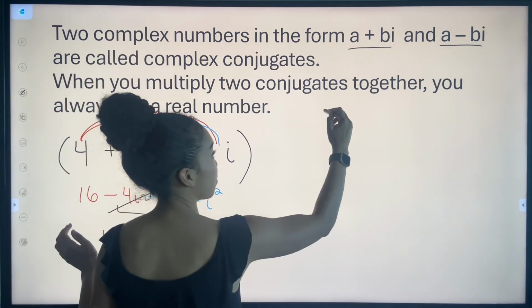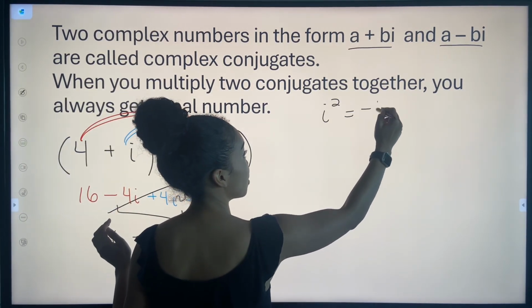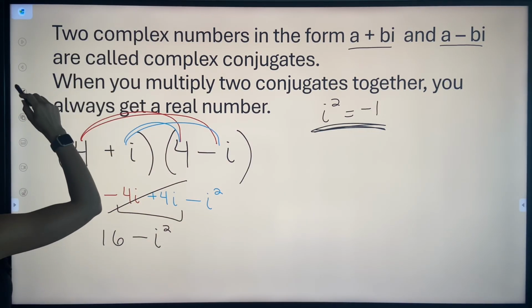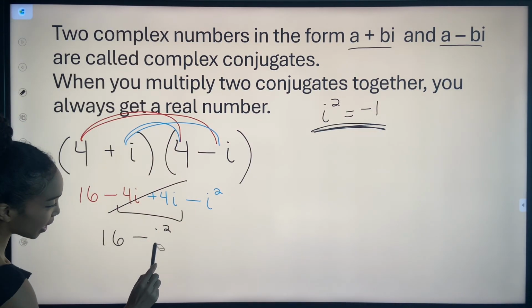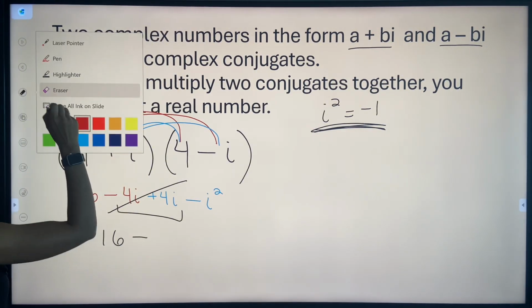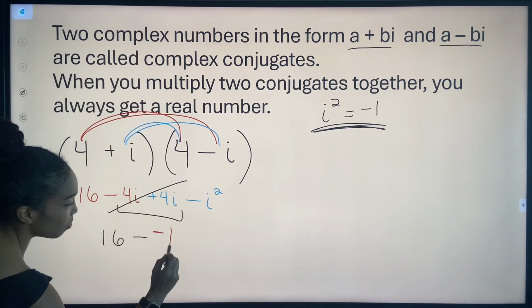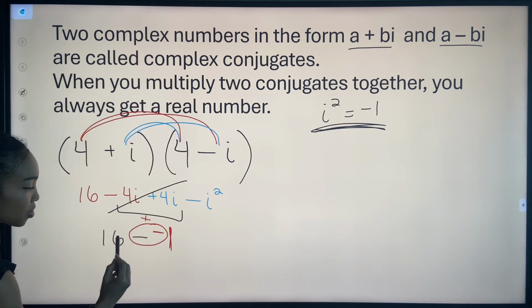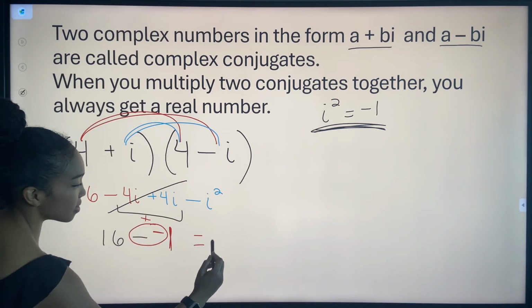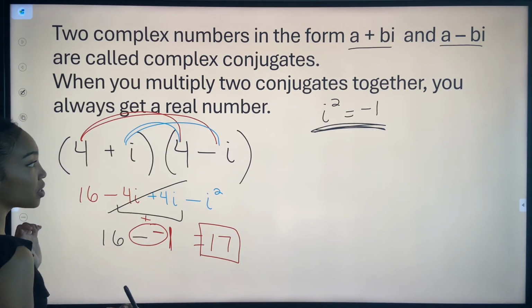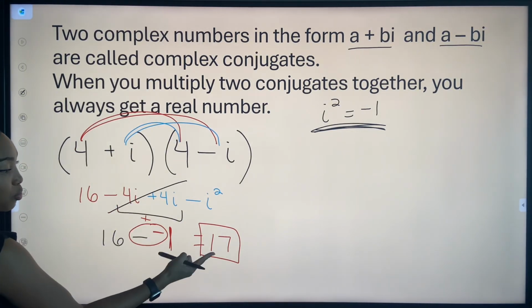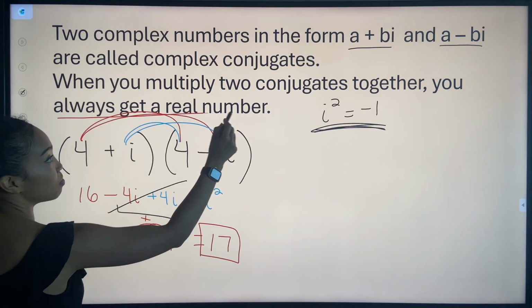And remember, i squared is equal to negative 1. So I can replace this i squared with a negative 1. Well, these two negative signs make a positive. So 16 plus 1 is 17. So notice when I multiplied two conjugates together, I got a real number, and that will always be the case.